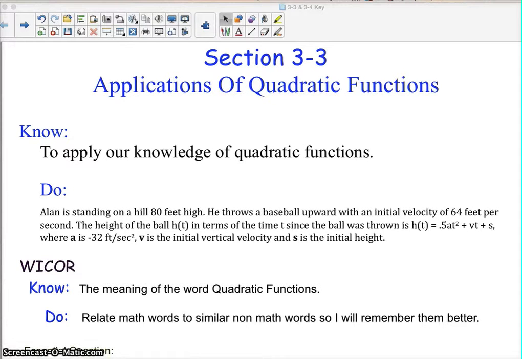Good day, folks. Today we are going to take a look at applying the quadratic functions that we've been learning about. Our objective for today, our know, is to apply our knowledge of quadratic functions. And our do, you'll be able to do a problem much like one that is seen in the do. Now, for our know and do, our know is the meaning of the word quadratic function.